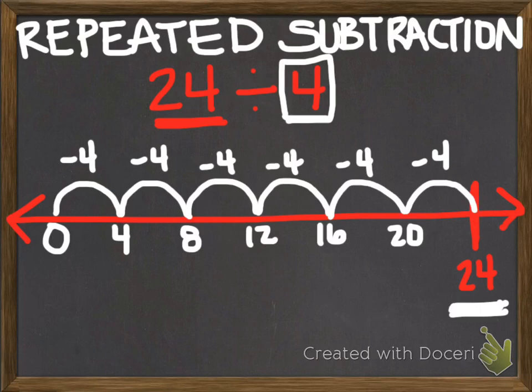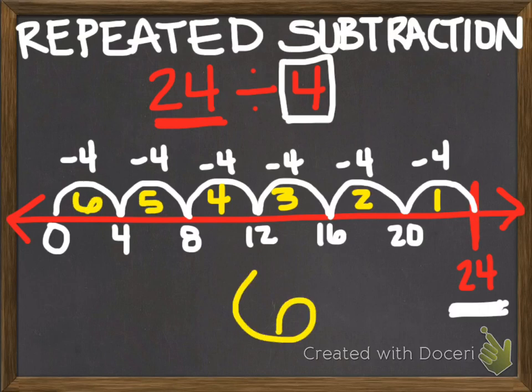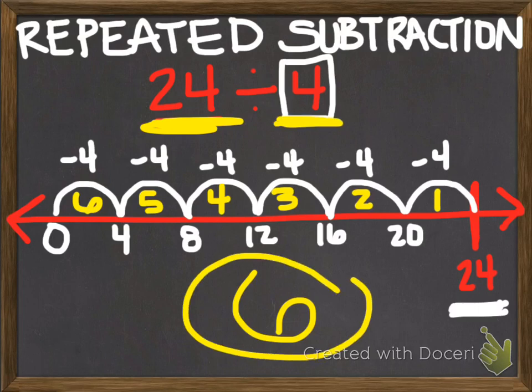Now, the answer to my problem can simply be found in the number of hops it took me to get to 0. So let's count. I went back 1, 2, 3, 4, 5, and 6 total hops. 6 is the answer. So literally I'm seeing that in 24 there are 6 4s. So the answer, as I can see here, is based on how many times I had to subtract 4, and that was 6 times. But don't stop there. There are more ways to look at division.